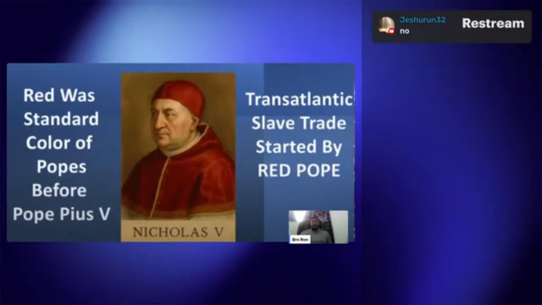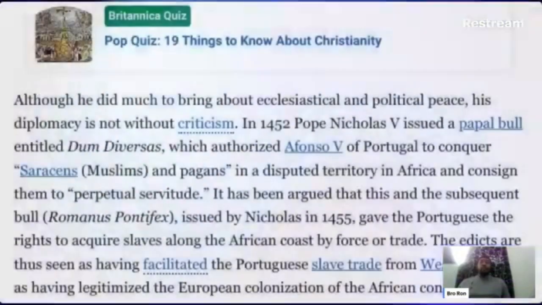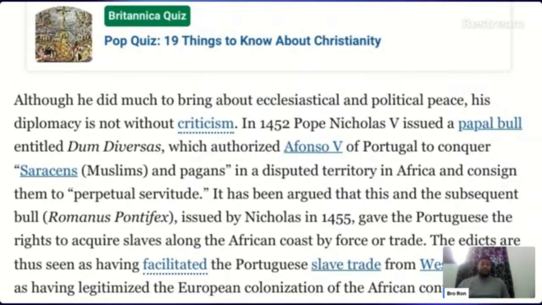And here's a receipt, one of many, where you can back it up with written, documented history. This is Encyclopedia Britannica. Although he did much to bring about ecclesiastical and political peace, his diplomacy is not without criticism. In 1452, that's before 1492, when Columbus sailed the ocean blue, right? In 1452, Pope Nicholas V issued a papal bull entitled Dum Diversas, which authorized King Alfonso V of Portugal to conquer Saracens or Muslims and pagans, or in other words, anybody that did not bow down to Roman Catholicism, which they called Christianity.